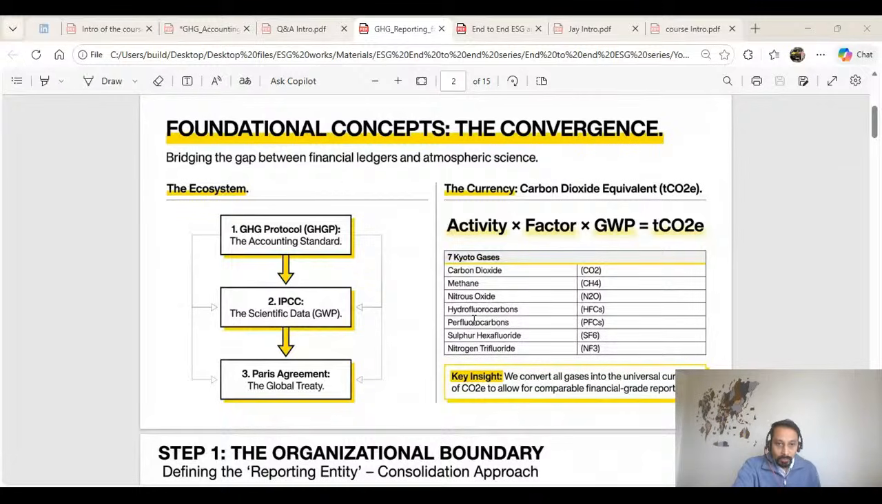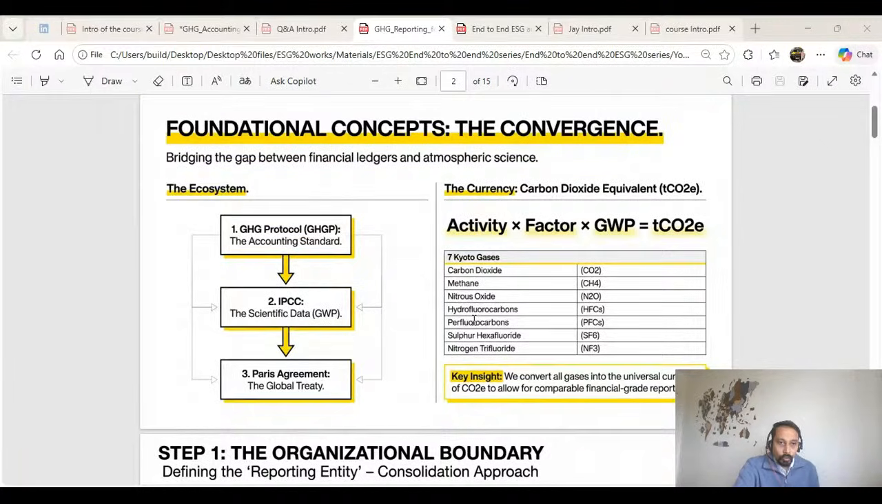So everything eventually converts into one universal unit, called tons of carbon dioxide equivalent. The question is, how can this tons of carbon dioxide equivalent be calculated? The formula you will see repeatedly: activity multiplied by the emission factor, multiplied by the global warming potential. GWP is the global warming potential, and you will get tons of CO2 equivalent. This is just the foundation. We will see each and everything in detail throughout the session.